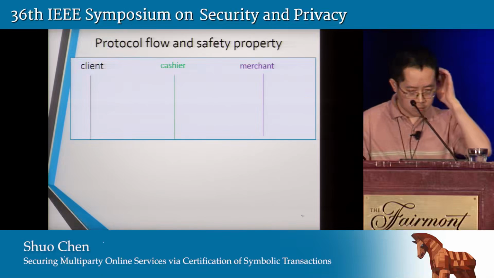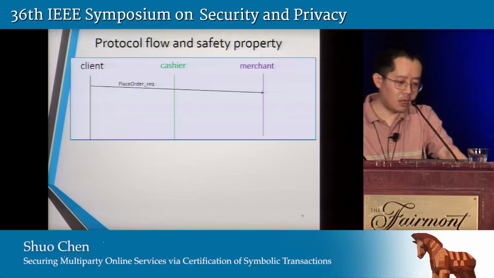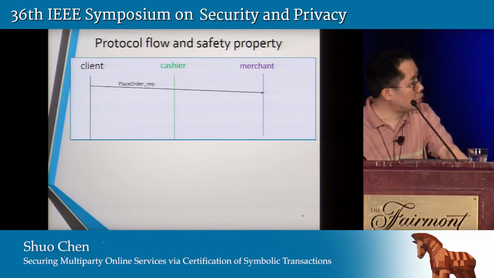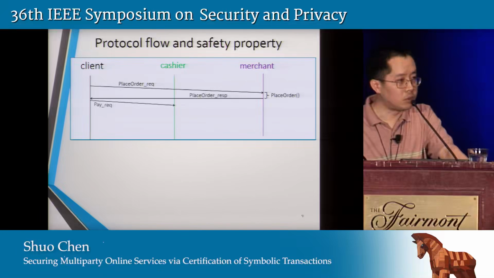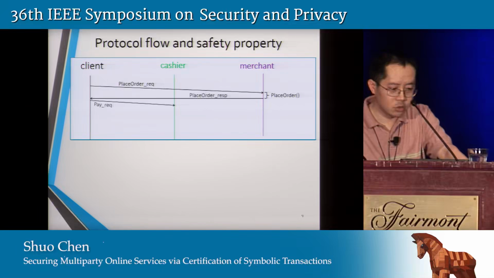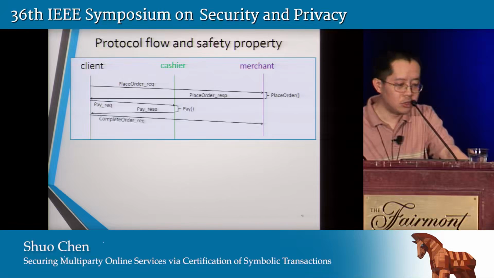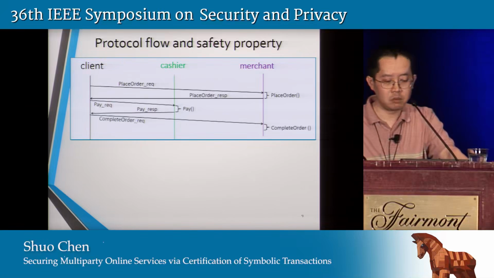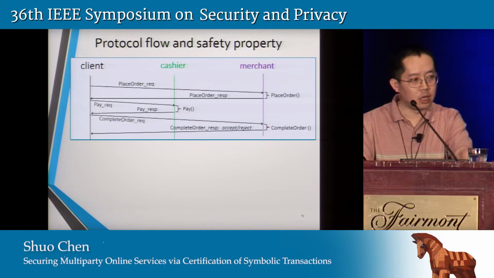In this system, there are three parties: the client, cashier, and merchant. Now let's call the first message place order request, which invokes a method on the merchant called place order. Then this method generates a redirection to bring the client to the cashier, where a method pay is called. Now this method generates another redirection to bring the client to the merchant, where complete order is called. Now the merchant at this moment can decide to accept or reject the transaction.